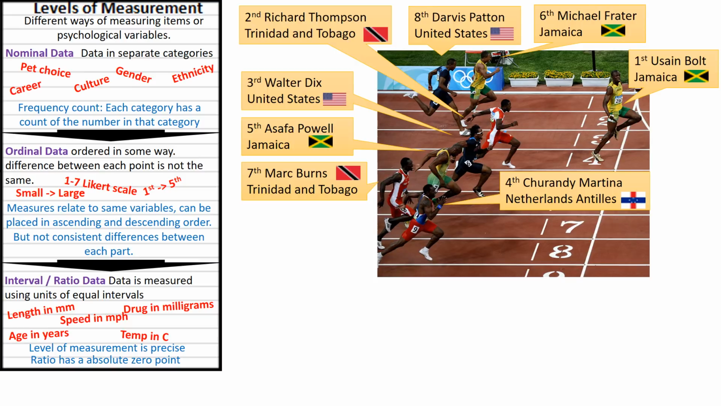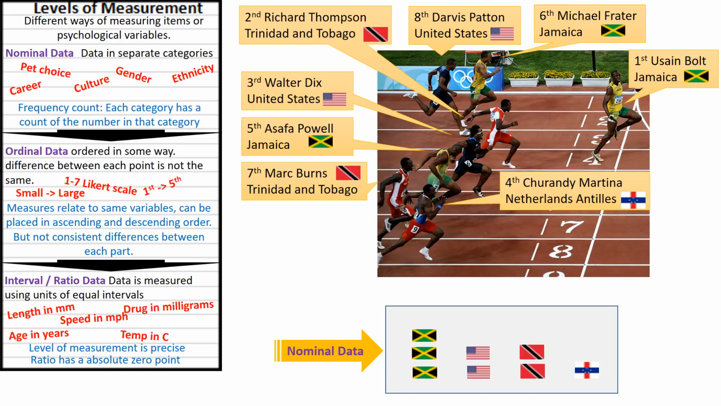So one thing we might want to do is talk about some nominal data. A piece of nominal data about these competitors is their country of origin. We have some from Jamaica, we have some from the United States, we have some from Trinidad and Tobago, and we have someone from Netherlands Antilles.